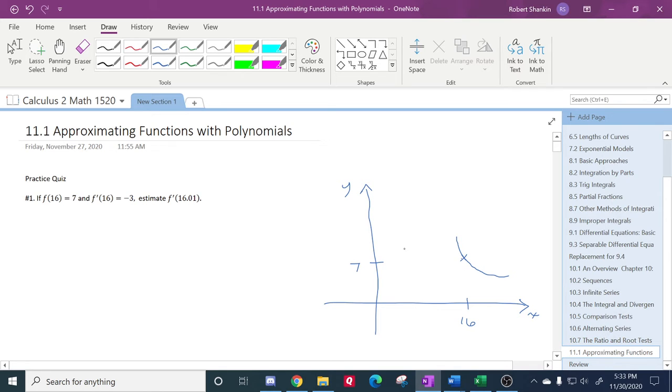Okay. And so f, oh, dog, I keep making these mistakes. I didn't want you to estimate f prime of 16. I wanted you to estimate f, let me retype that, estimate f of 16.01. So let me give you a little bit more time now. I'm going to give you another minute.